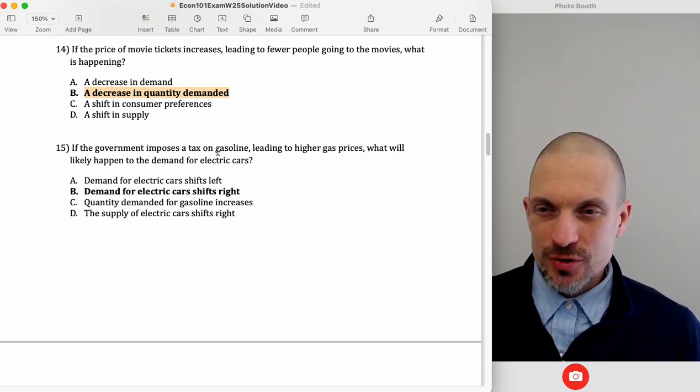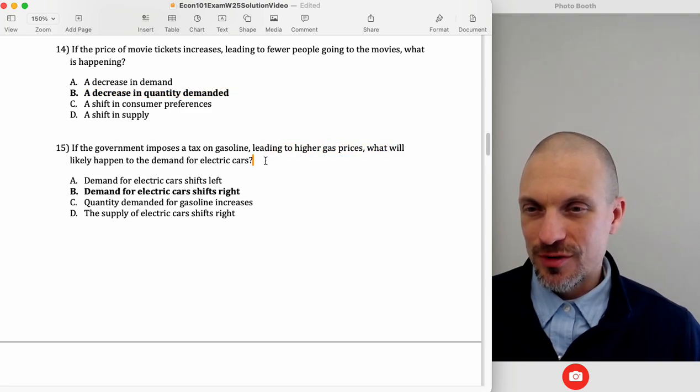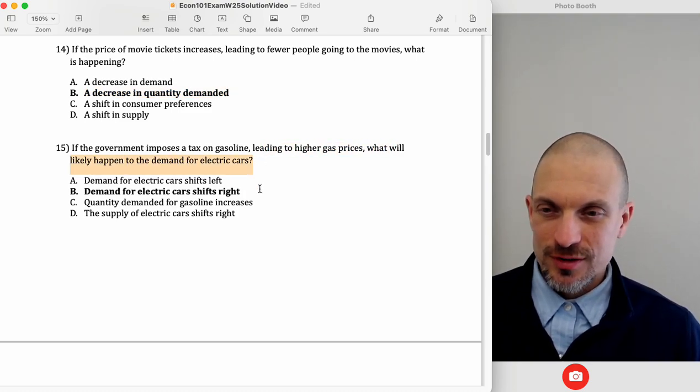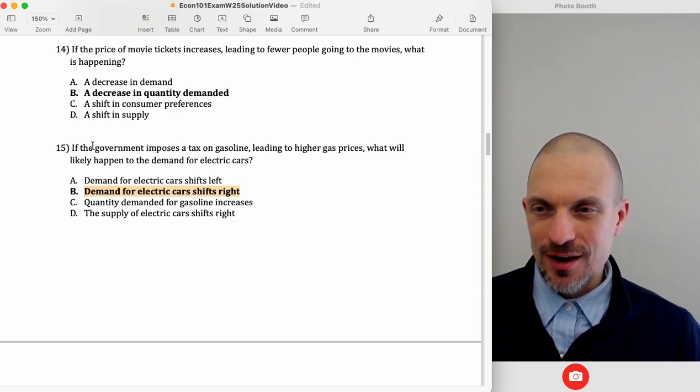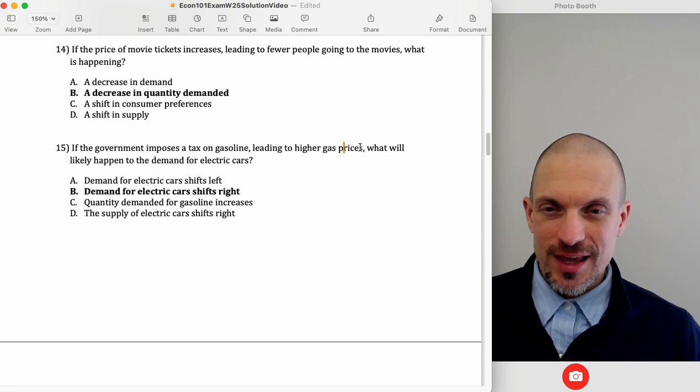If the government imposes a tax on gasoline leading to higher gas prices, what will happen to the demand for electric cars? Well, it's going to shift to the right. Now, wait a second, I said if price changes, only quantity can change. So what's going on? Careful, we have two markets happening here. So the price of gas is going to rise, right? So we're going to get higher gas prices, a decrease in quantity demanded of gas, right?